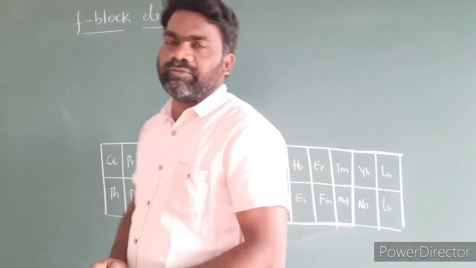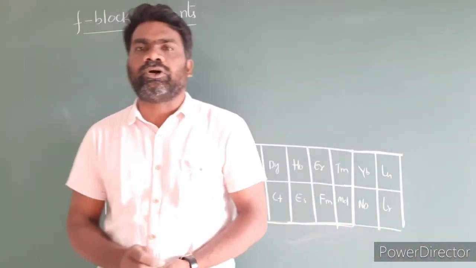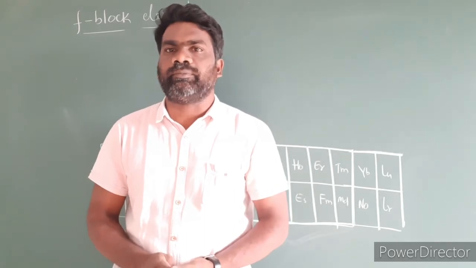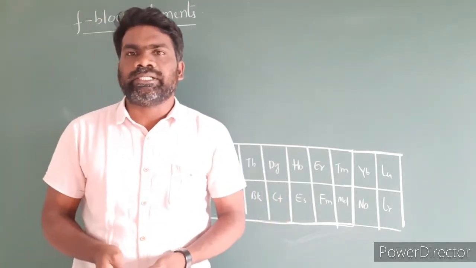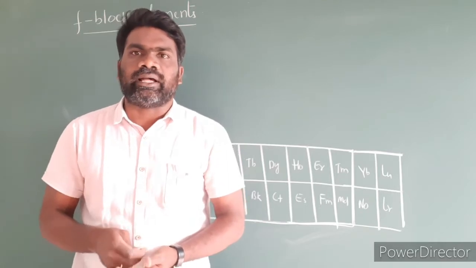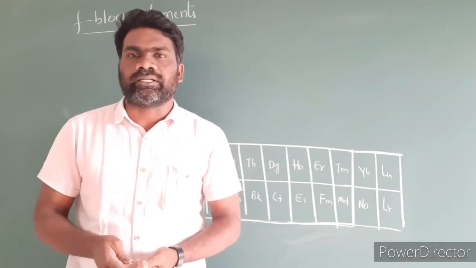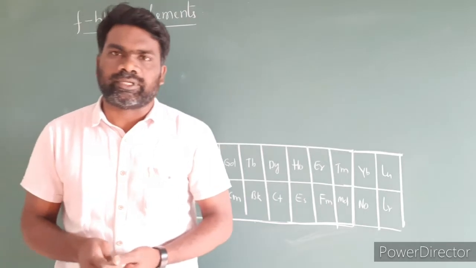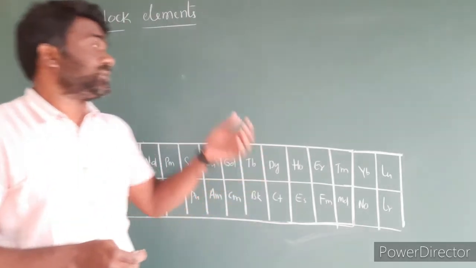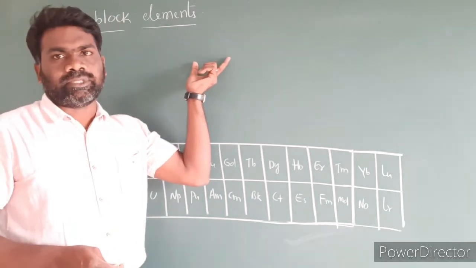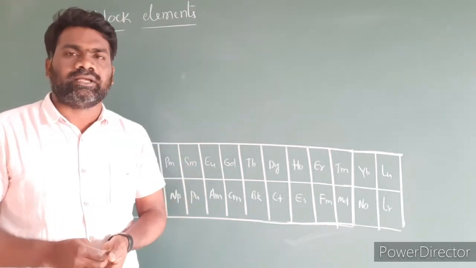The F block elements are defined as the elements in which the last electron enters into F orbital. So in F block elements, the last electron enters into the anti-penultimate shell F orbitals, nothing but n minus 2 F orbital.